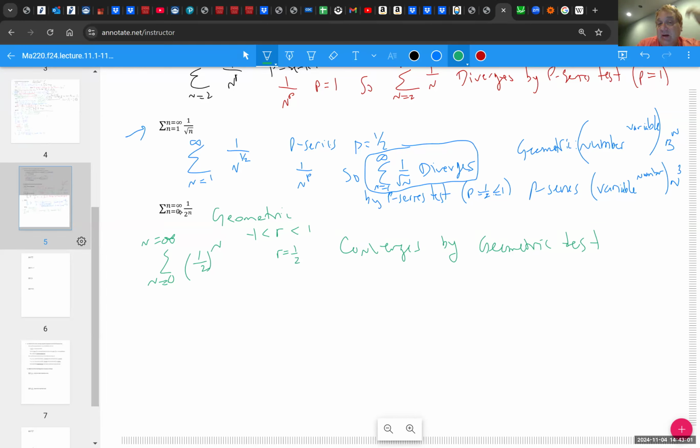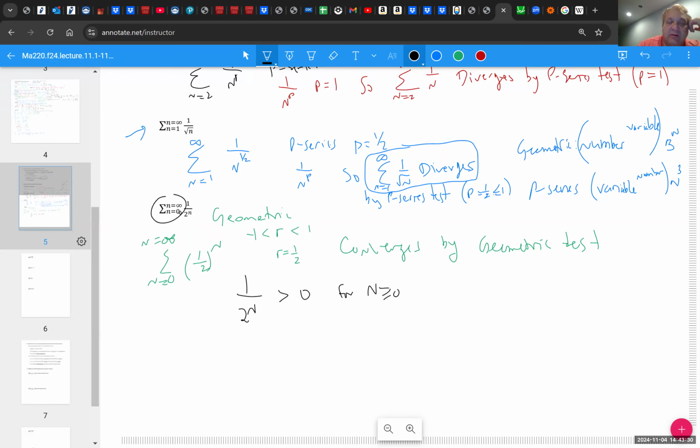And if you had this in the homework or on a test or something, you could just say, hey, I know by the geometric test this converges and be done with it. If the instruction said specifically to use the integral test, this is how you would do it. So you want to see that these are positive. So 1 over 2 to the n are all greater than 0 for n greater than or equal to 0. The reason I have n greater than or equal to 0 is because it starts at 0. So when n is 0, it's 2 to the 0, which is 1.